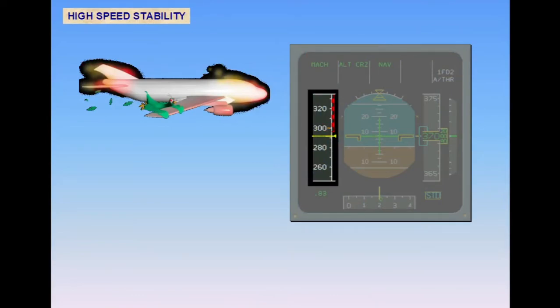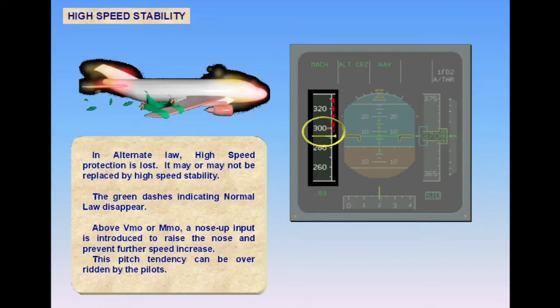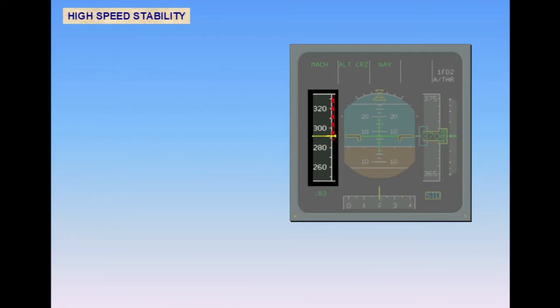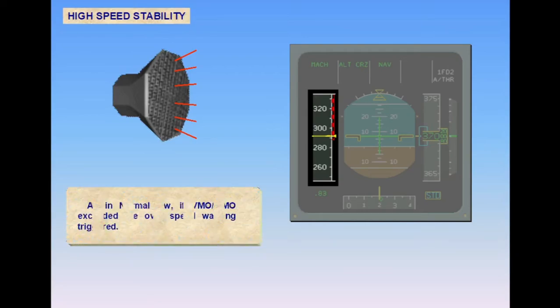It may or may not be replaced by high-speed stability. The green dashes indicating normal yaw disappear. Above VMO or MMO, a nose-up input is introduced to raise the nose and prevent further speed increase. This pitch tendency can be overridden by the pilots. As in normal yaw, if VMO-MMO is exceeded, the overspeed warning is triggered.